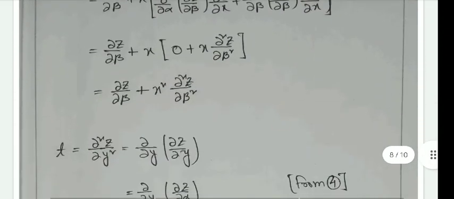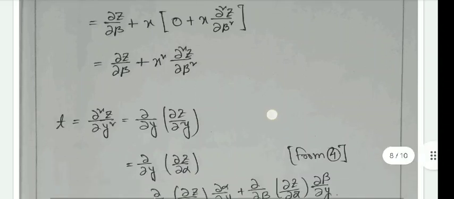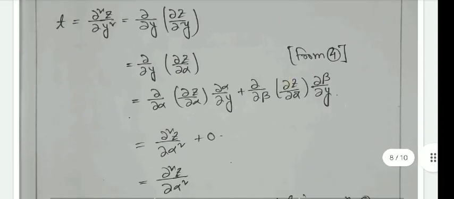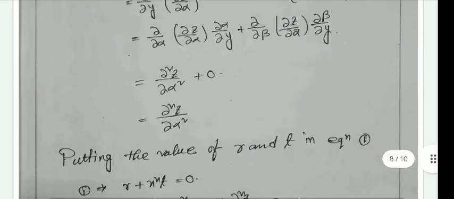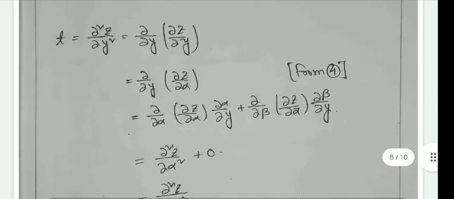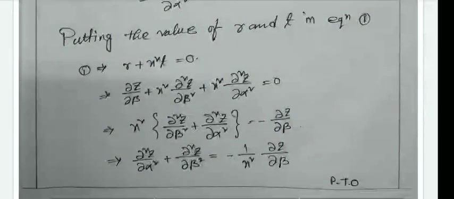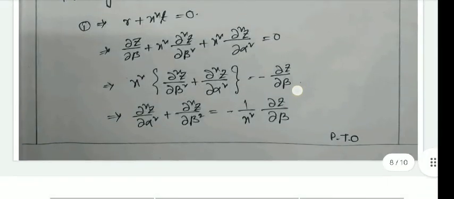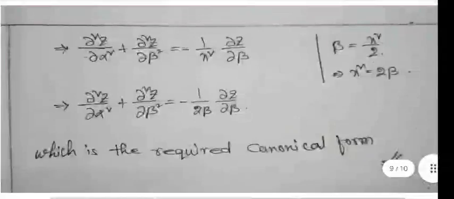We find that r is del z by del beta plus x square del square z by del beta square, and similarly we can find t also, where t is del square z by del y square. After putting r and t in equation 1 and some calculation, we get the equation. This is the final equation we get, which is the canonical form.